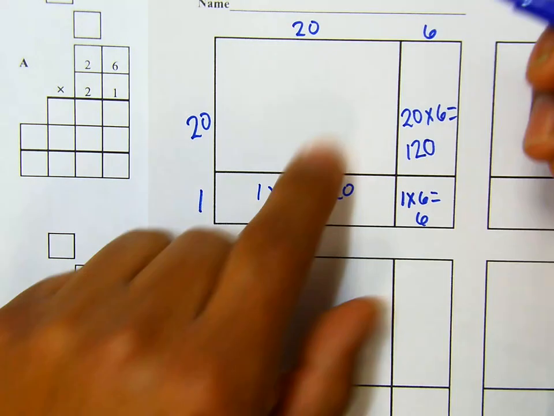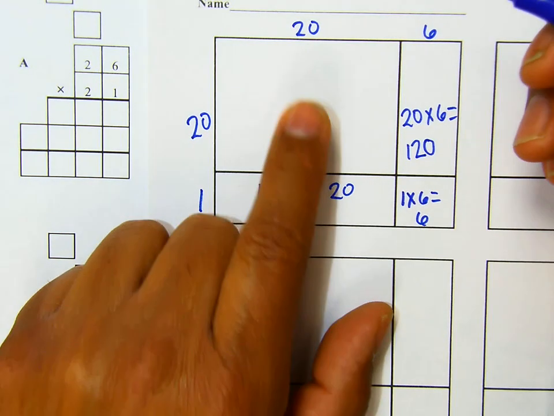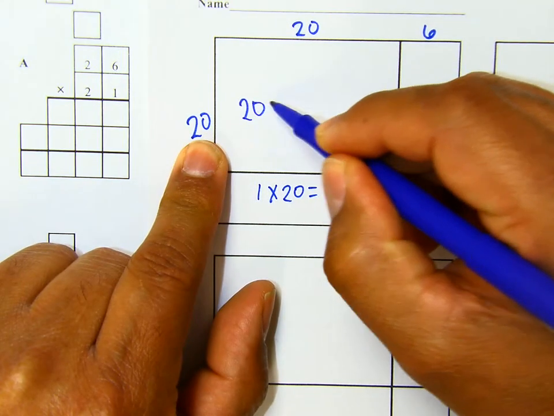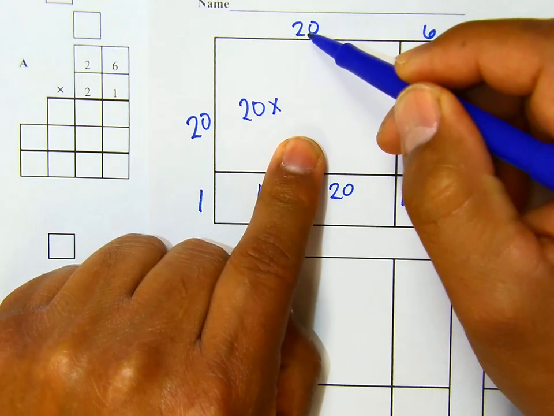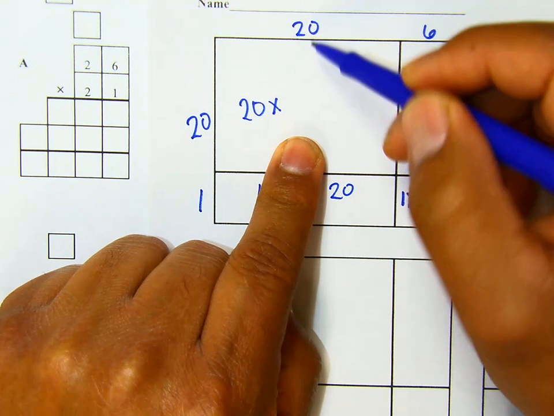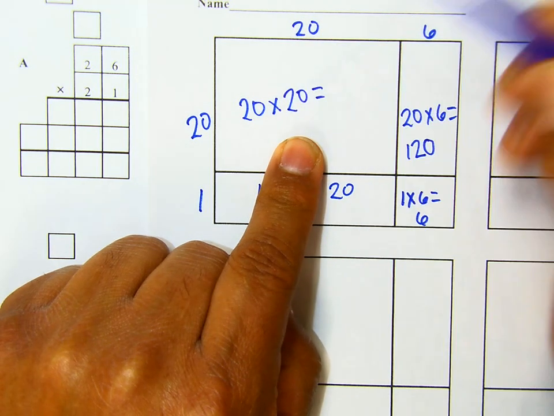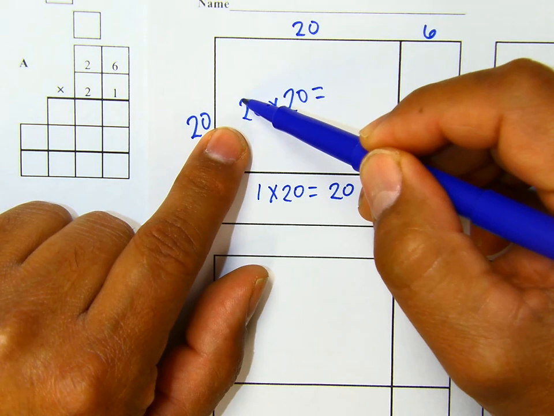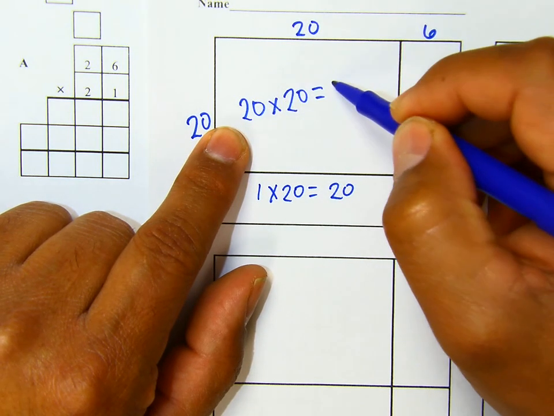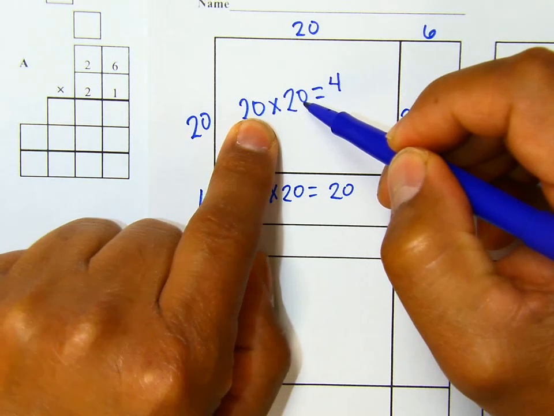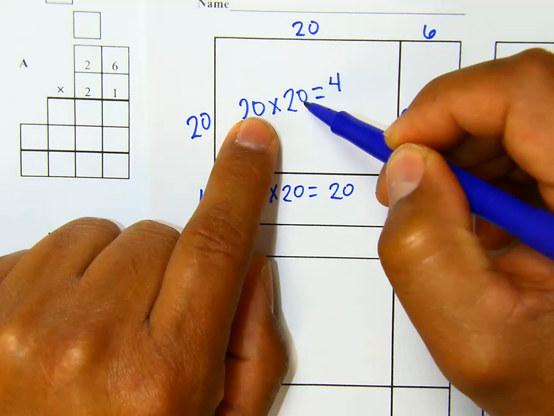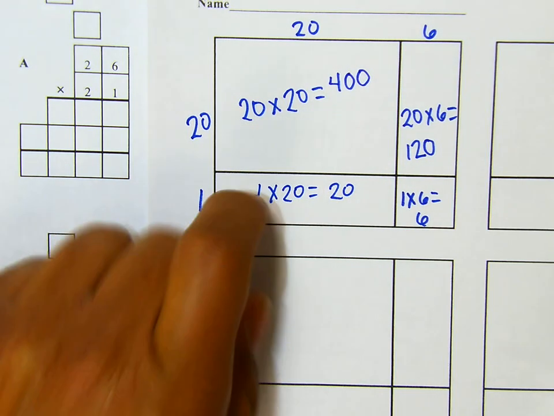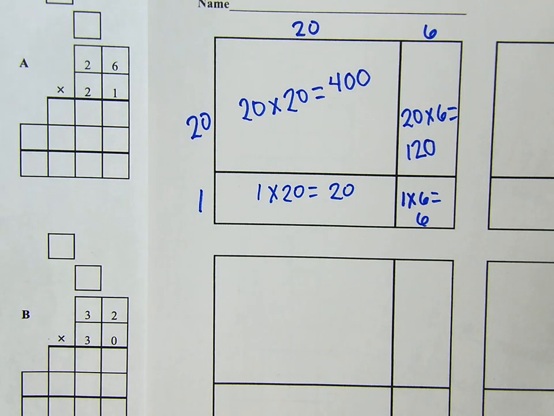So we go to our last square here. First we look to the left, we have 20 times, then we look to the number on top, it's 20. Again, we use our trailing zero strategy. So 2 times 2, that's 4. And then how many zeros do we have left? We have 2 zeros, so we move those 2 zeros towards the end. It's 400. 20 times 20 is 400.